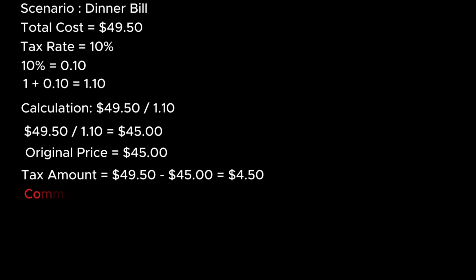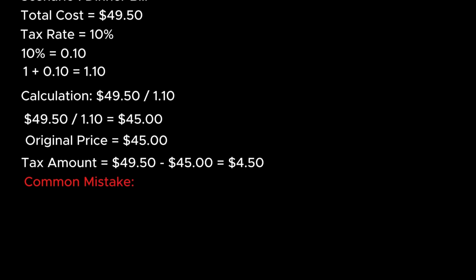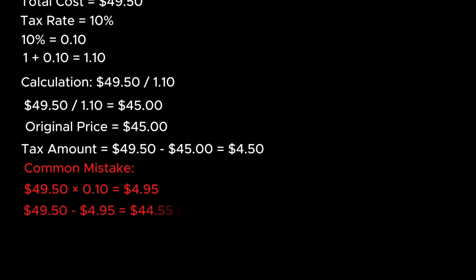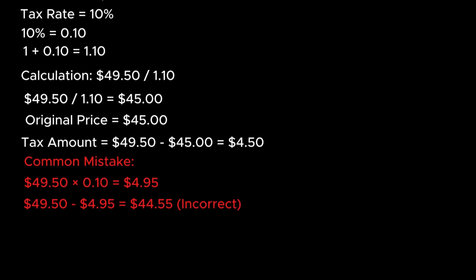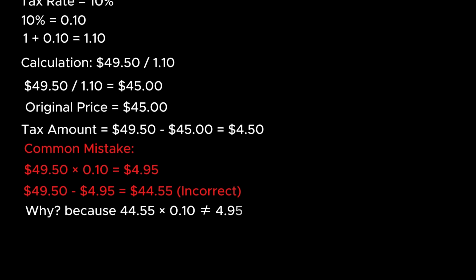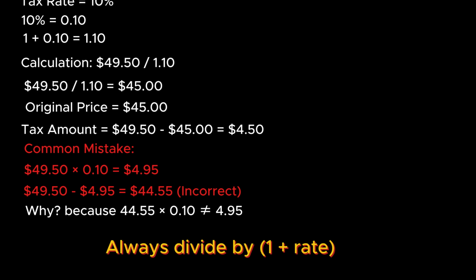A common mistake students make is calculating 10% of the final $49.50 and subtracting it. If you did that, you would get $44.55. But wait, 10% of $44.55 is not $4.95. This highlights why we must divide by 1 plus the rate rather than multiplying the total by the rate.